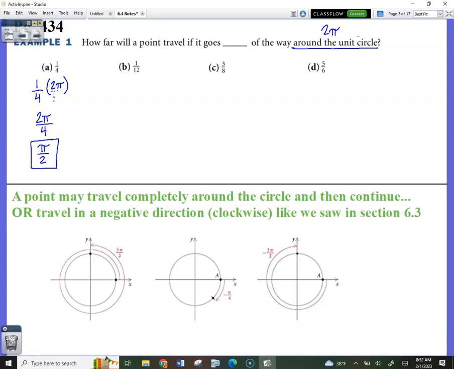All right, so now let's find what fraction of the entire unit circle I would get if I traveled 1/12 of the way around. So 1/12 of 2 pi, multiply straight across, you'd end up with 2 pi over 12, which reduces to pi over 6. All right, you do C and D.